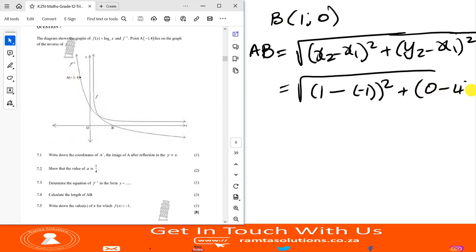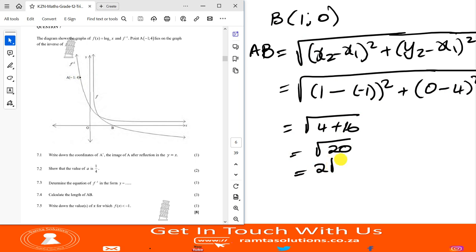It's 4. You guys have calculators. You don't have to try to simplify this. But if you're like me, you don't have a calculator. This is 1 minus minus 1 is 2. So this is 4 plus 16. So this is square root of 20. By the way, your answer is 2 root 5.